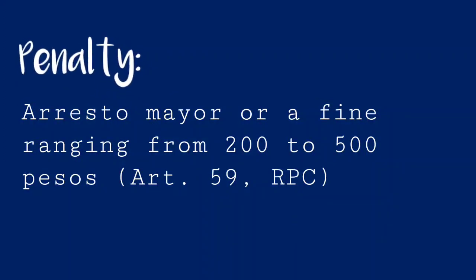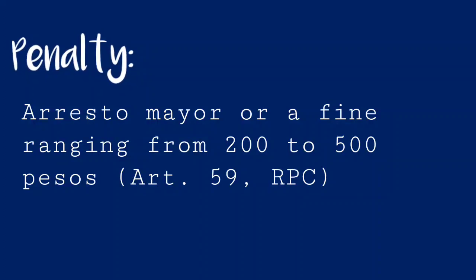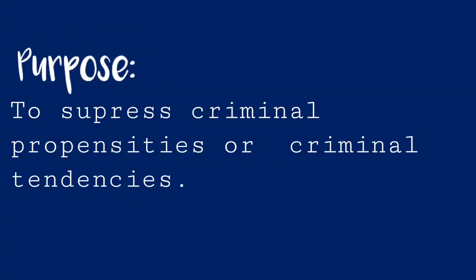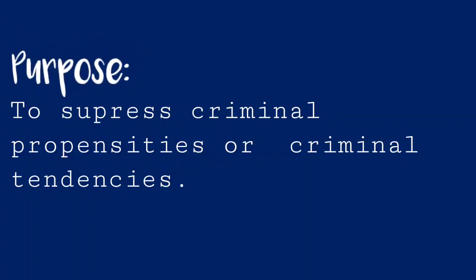The penalty for impossible crimes is arresto mayor or a fine ranging from 200 to 500 pesos in consonance with Article 59 of the RPC. The purpose of punishing impossible crimes is to suppress the criminal propensities or criminal tendencies.